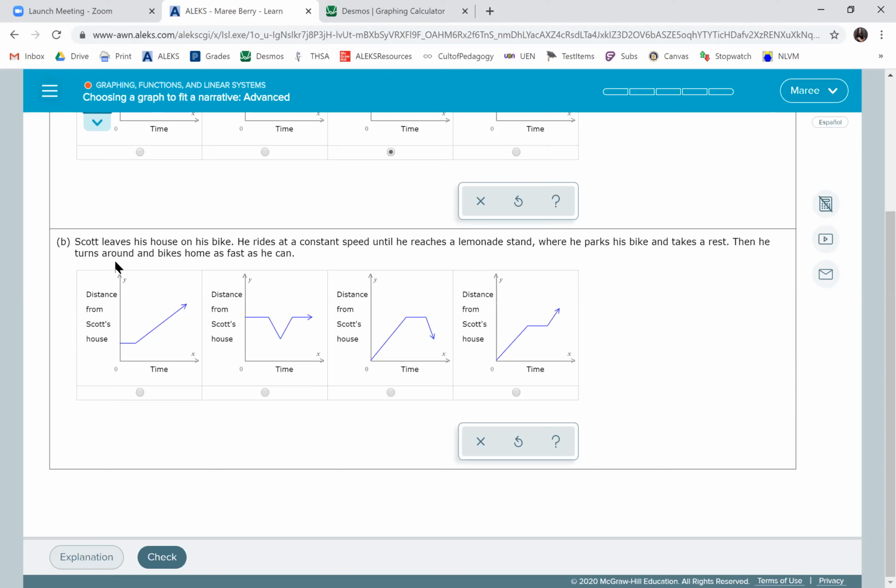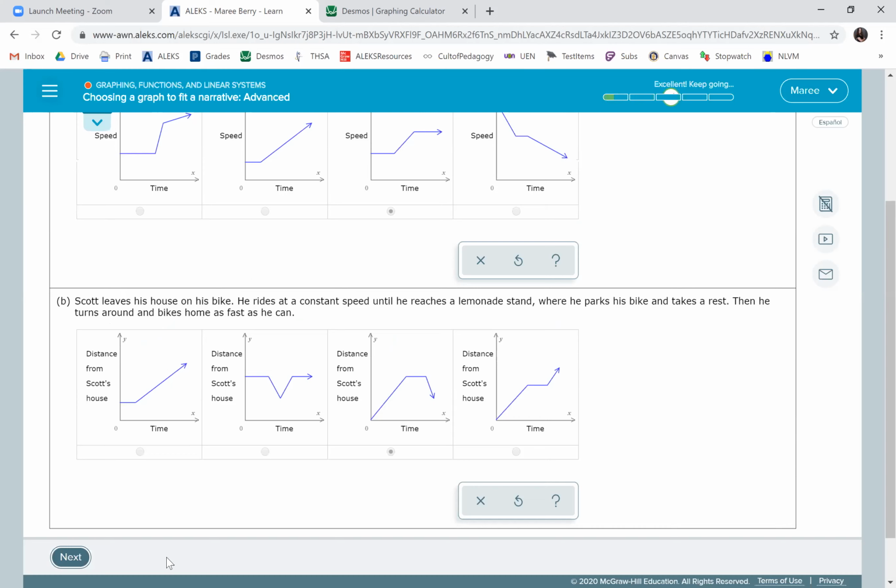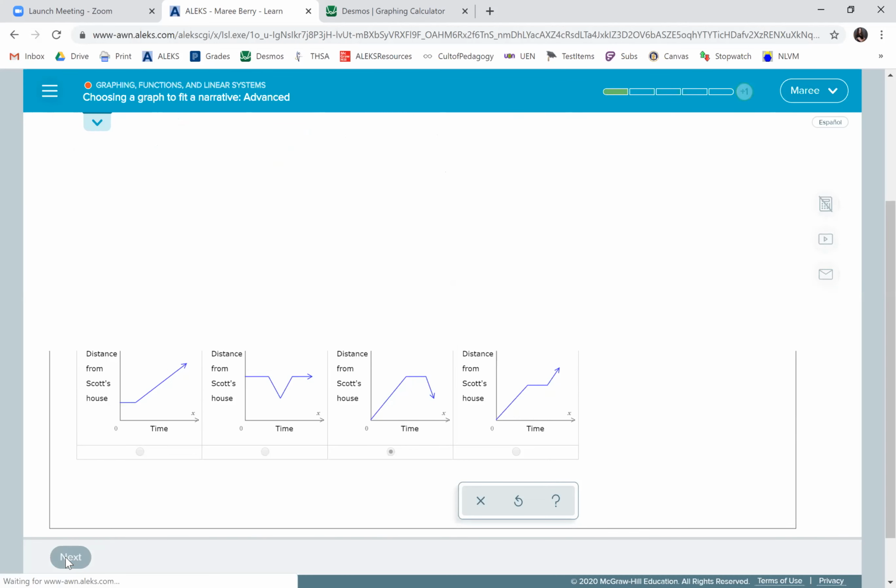Then he turns around and bikes home as fast as he can. So he's going to be starting to get closer to his house. So it's going to be this one. So we have to pay attention to what they're looking at in order to be able to pick the right picture.